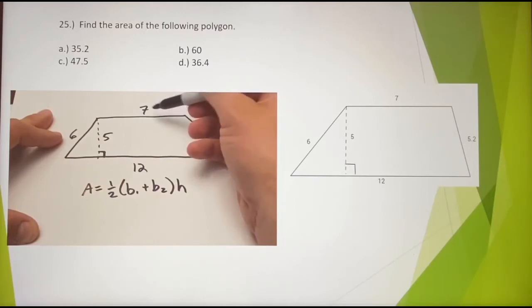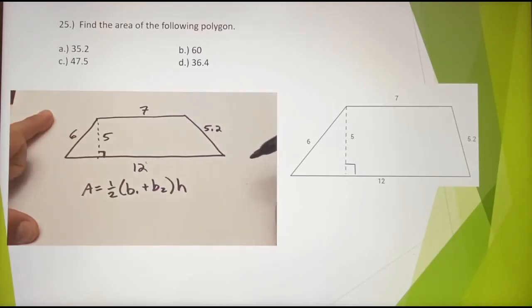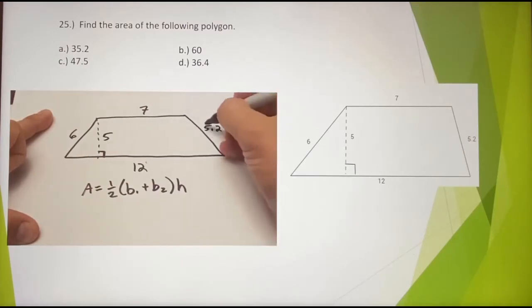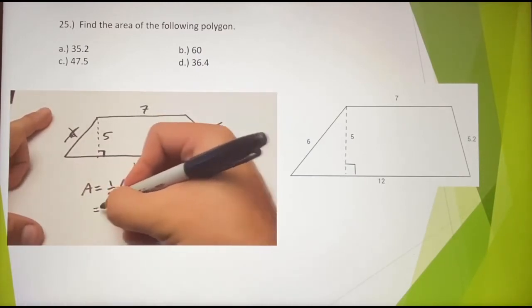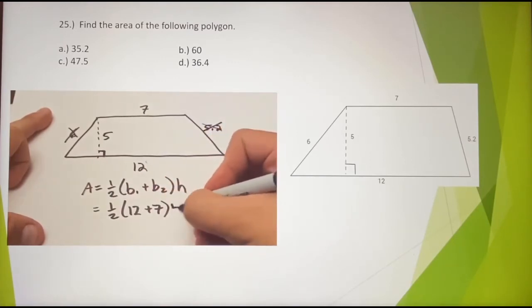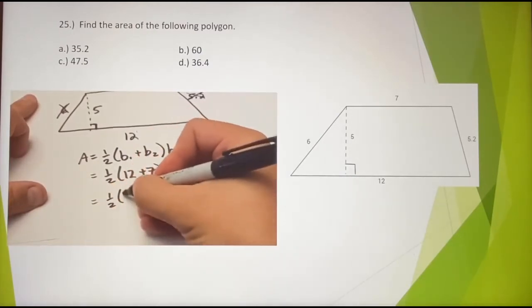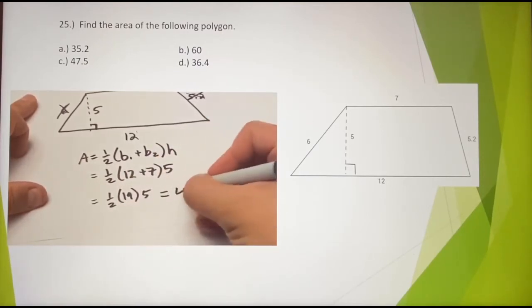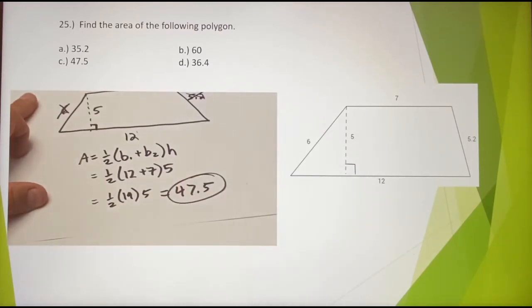So trapezoids, the bases are going to be the sides that are parallel to each other. And these sides clearly aren't parallel. We call these the legs. But as you can see, the legs are not used in our formula, so we don't need them. So now we just plug and chug. So 1/2, 12 plus 7 times 5. So 12 plus 7 is 19. And then I can just plug this in my calculator. 1/2 times 19 times 5 is going to give me 47.5. So that is our area of this trapezoid.